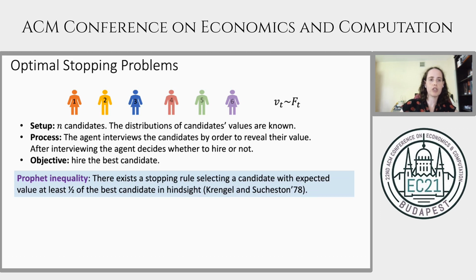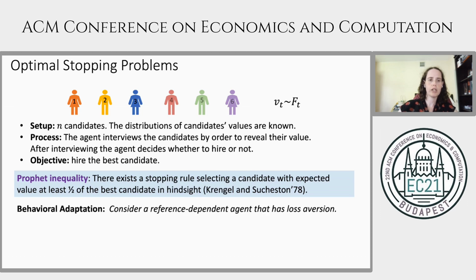The objective is to hire the best candidate. The celebrated prophet inequality tells us that there is a stopping rule that selects a candidate with expected value which is at least half of the best candidate in hindsight. Now, as we mentioned, this setup is very similar to the experiment of Schunk and Winter, and we could ask ourselves, what happens if the agent making these decisions is biased?